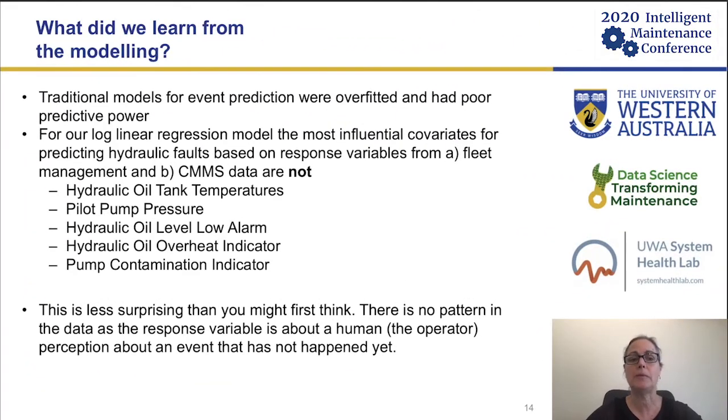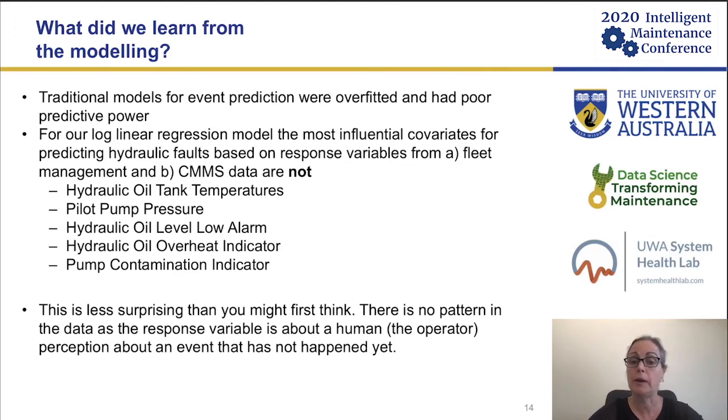So, what did we learn from the modeling? We noted that traditional models for event prediction that we made were overfitted and had poor predictive power. For our log linear regression model, the most influential covariates for predicting hydraulic faults based on the response variables from, firstly, the fleet management, and secondly, the CMMS data, are not what we expected. Hydraulic oil temperature tank, pilot pump pressure, hydraulic oil level low alarm, overheat indicator or pump contamination indicators did not feature prominently as influential covariates. This is less surprising than you might first think.